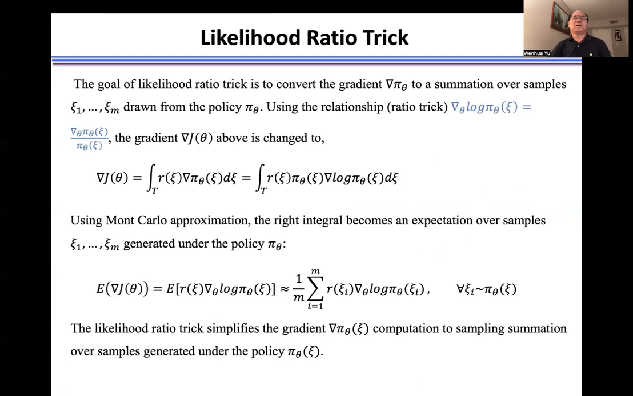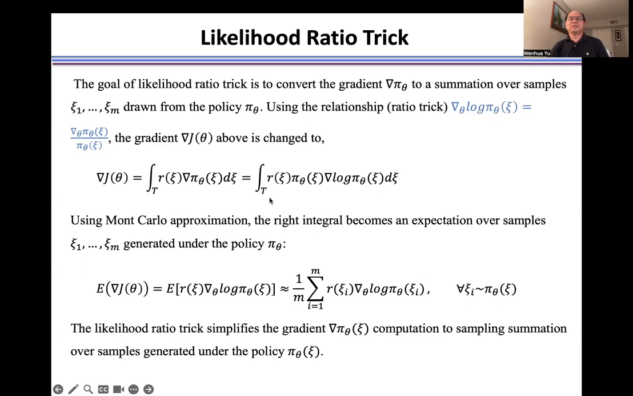The goal of the likelihood ratio trick is to convert the gradient of the policy to a summation over samples drawn from the policy pi. So we use the ratio trick here, this formulation, and then the gradient above we can rewrite in this formulation by using this ratio trick. I replace this term by these two terms.